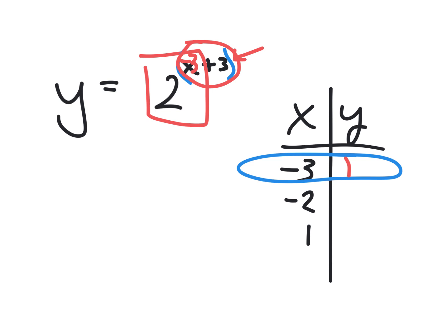Okay, the next one is a -2. A -2 goes in here. And then all of a sudden the 3 and the -2 makes 1. 2 to the 1 is 2. And then I wanted to show you a positive number, at least one normal number here. We put in 1. And then 1 plus 3 is 2 to the 4th. That's kind of gross, but you can do it. 2 times 2 is 4, times 2 is 8, times 2 is 16.